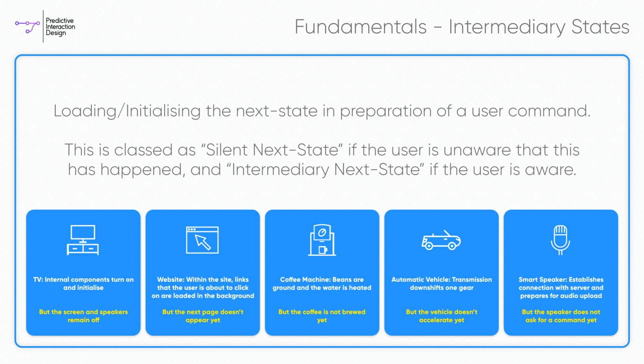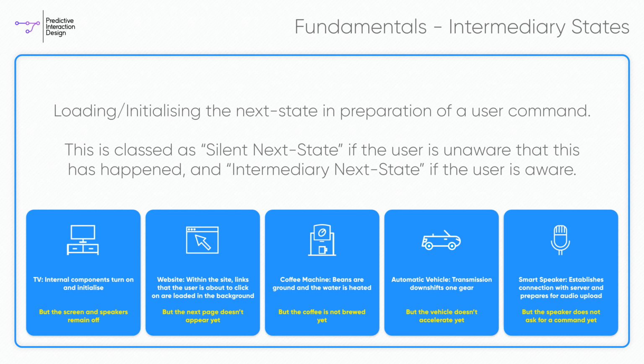So in the first example, we've got the TV. So the intermediary state on the TV would be that the internal components turn on and initialize, but the screen and speakers remain off. So the user will have had absolutely no indication that any change to the system here has happened. Thus, this would be a silent next state.